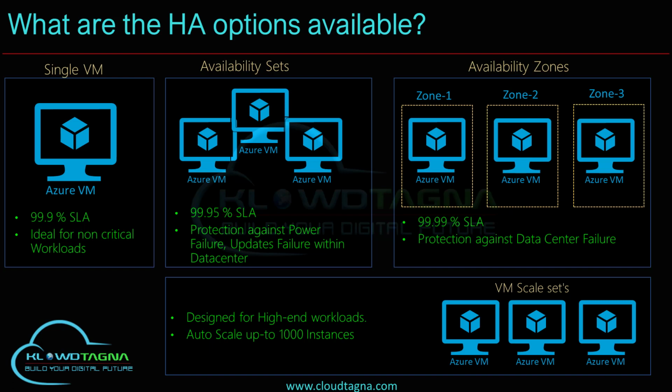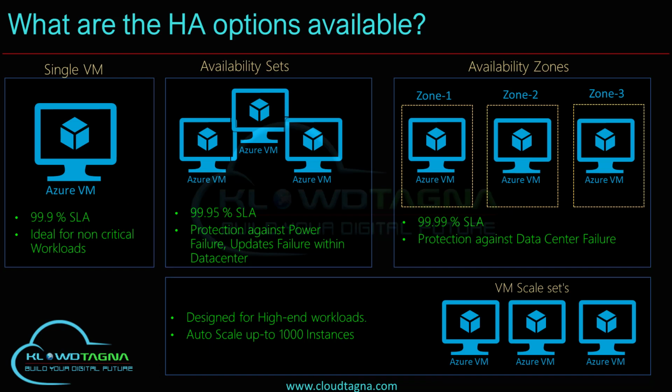Now let's see what high availability deployment options are available for a virtual machine. When you deploy your virtual machines, you have an option to choose the desired high availability models, that are availability sets and availability zones. If you place your virtual machine without any availability options, which means a standalone VM, it will have a 99.9% SLA from Microsoft if your VM is backed by premium storage. So a single VM is ideal for non-critical workloads.